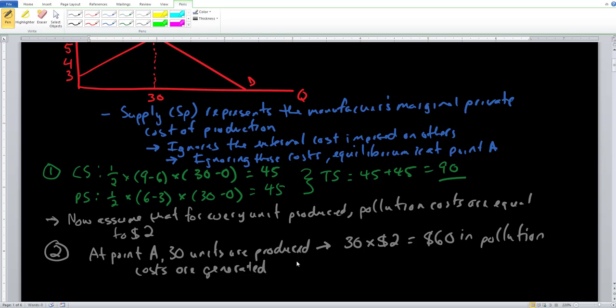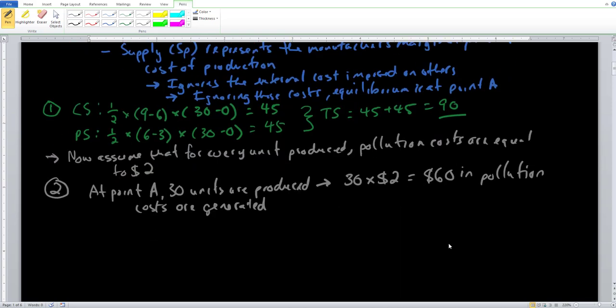So here, we're still assuming that the firm and corporation isn't taking into account the harm it's imposing on the third parties. So when we take a look at point A, our total surplus was equal to $90, but now we're generating some type of pollution which harms you and I, and that's $60 worth of pollution, and that harms people within the entire economy or within the entire marketplace. So when we account for these costs, how much is our total surplus going to be now?